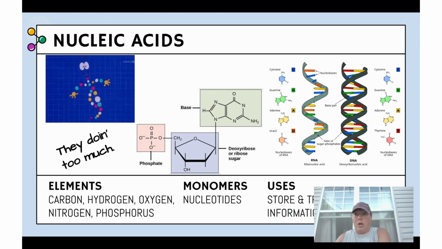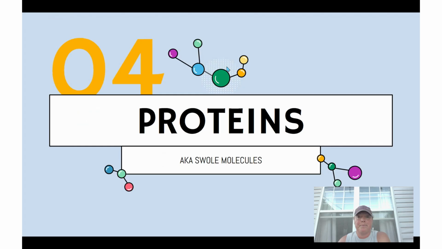Nucleic acid's job is to store and transmit genetic information. That's what they do. So in your cells, you have DNA that stores all of your genetic information. You use RNA to help you make proteins based on the DNA that's in your body.